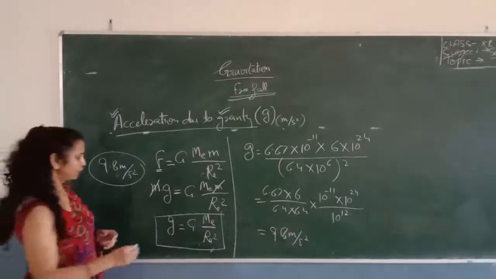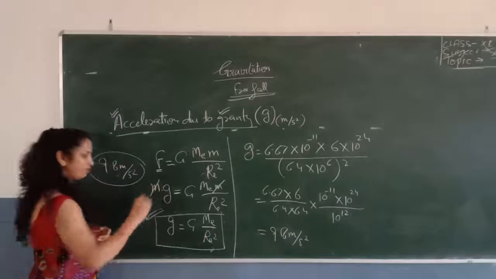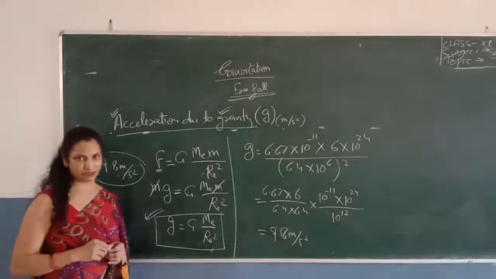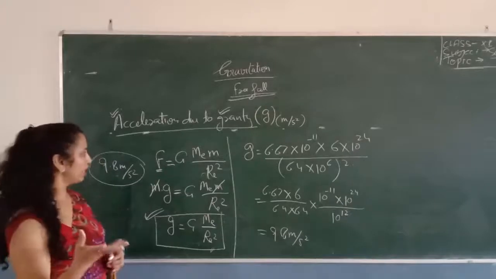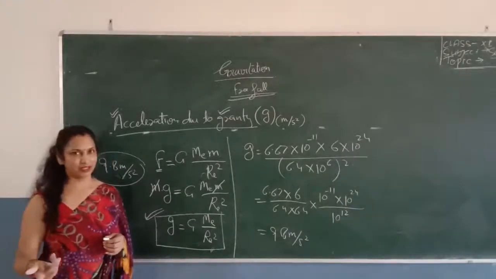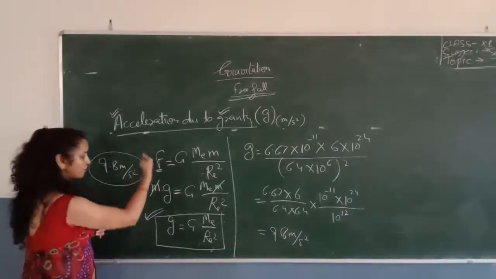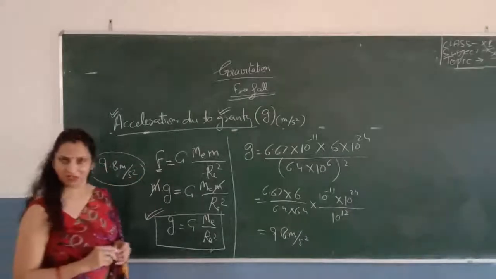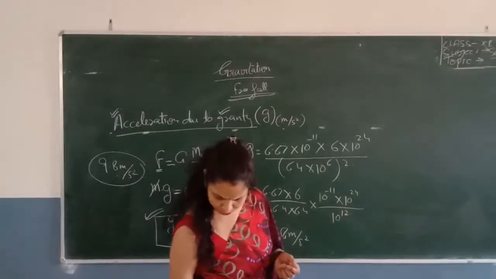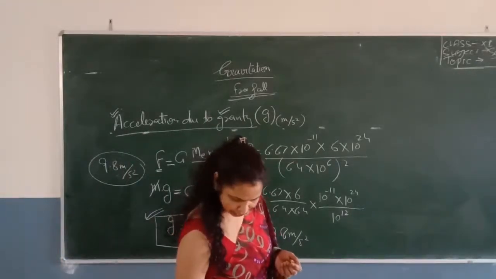This derivation can be asked, which we use for finding the acceleration due to gravity. So the question can be, what is the acceleration due to gravity and how can we find it? So you have to explain all these things for finding the acceleration due to gravity. So I think we should do some numericals which are based on acceleration due to gravity.